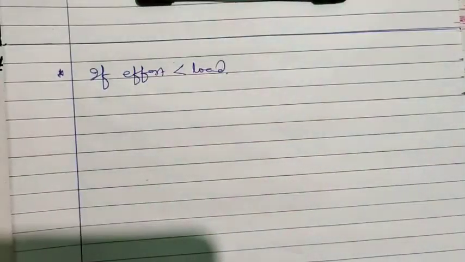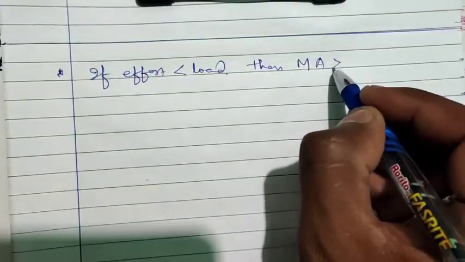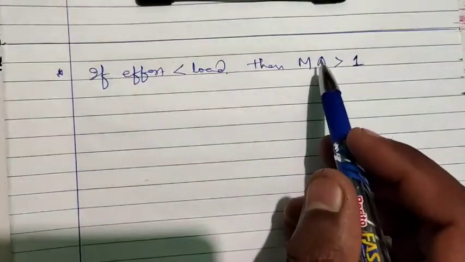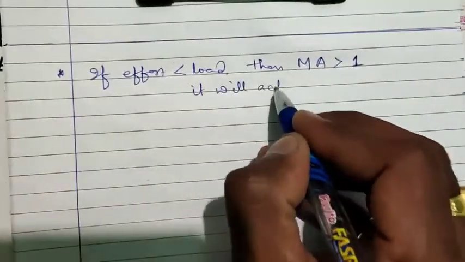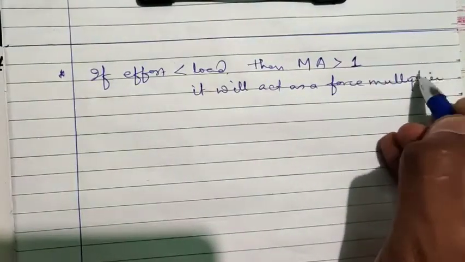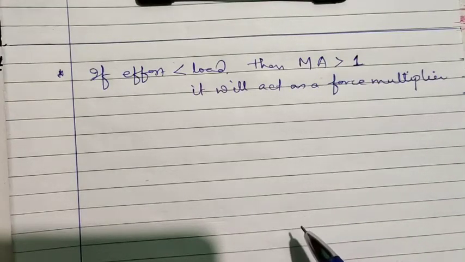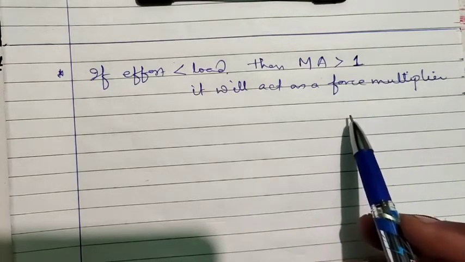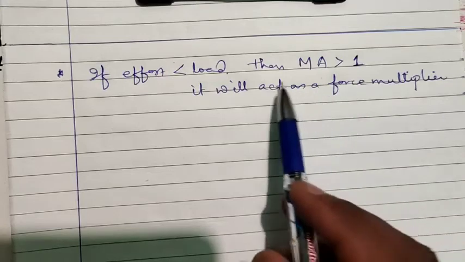If effort is less than load, then mechanical advantage will be greater than 1, and it will act as a force multiplier. Just now we have studied the function of machine. In that, we used three terms: force multiplier, change in direction, and gain in speed. Now all these three will be working here.